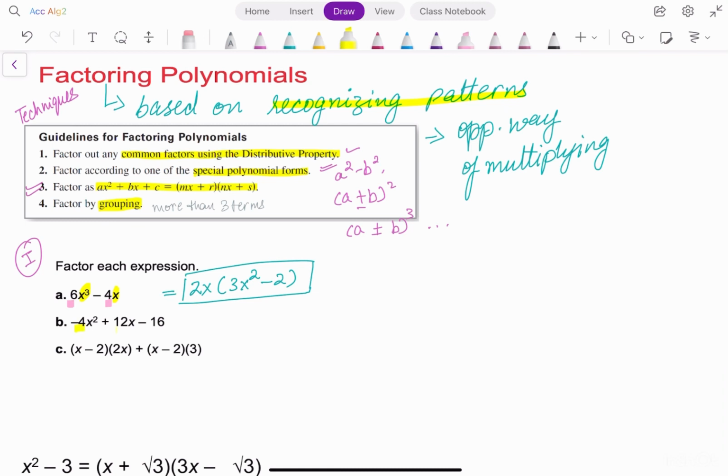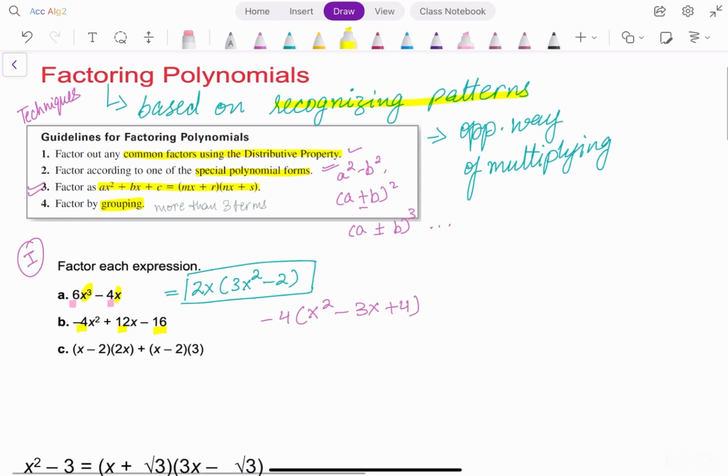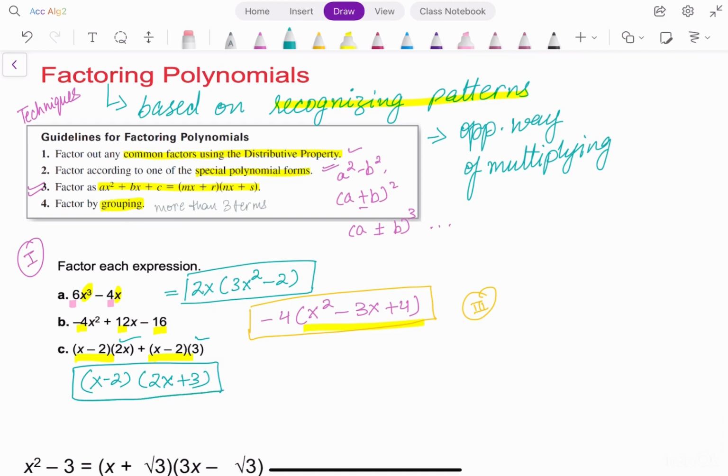Now same thing with the second one. We can factor out negative 4, because 12, I can make by multiplying negative 4 by negative 3, and 16 by negative 4 times 4. So negative 4 in the parentheses, x squared minus 3x plus 4. For C, if you look closely, x minus 2 is common between both the terms, x minus 2 and x minus 2, right? So we can factor out x minus 2, and whatever is left over, that is 2x plus 3, you can write down in another parentheses. So this is a glimpse of how you can take the common factor out using the distributive property. Now let's build up on this.